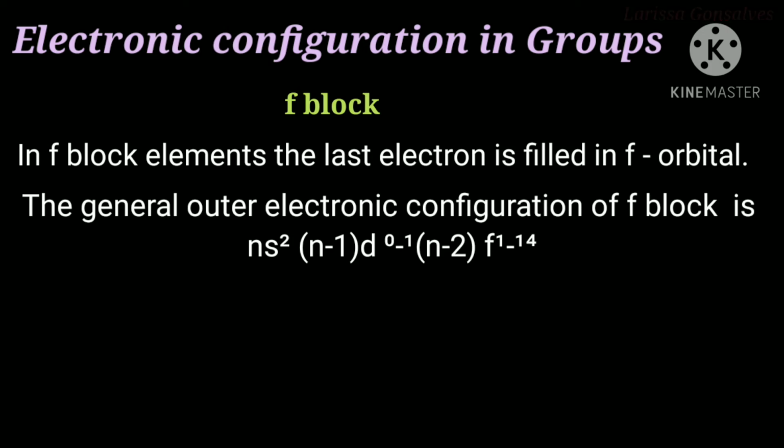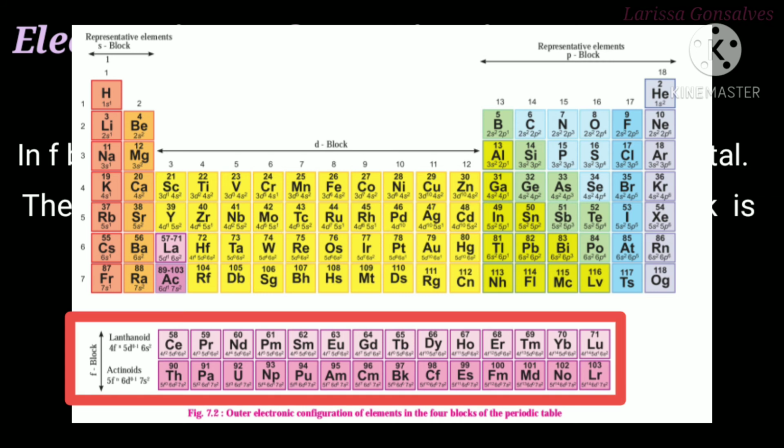So here the s subshell will be completely filled with 2 electrons. The d subshell will have electrons ranging between 0 and 1 only, whereas the f subshell will have electrons ranging from 1 to 14. The F block constitutes two series of 14 elements, which are called the lanthanide and actinide series respectively, and the F block is placed separately at the bottom of the periodic table.